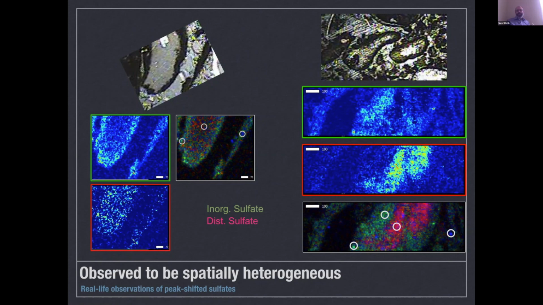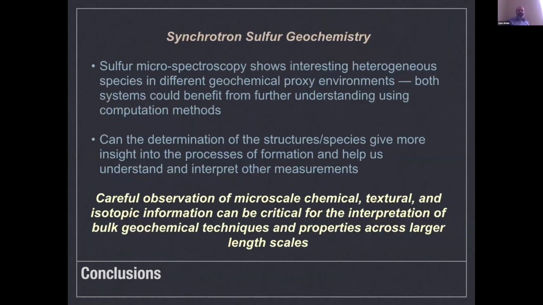So I'll finish up just by summarizing all that. There's a lot of really interesting heterogeneities in these different environments, both reduced and oxidized sulfates and sulfides. And I think these systems could really benefit from further understanding using computational methods. And can this really give us more insight into the processes of formation and help us interpret other measurements that we do both on the bulk and the micro scale? And I think this actually is really important to understand so we can really make these extrapolations onto larger length scales.